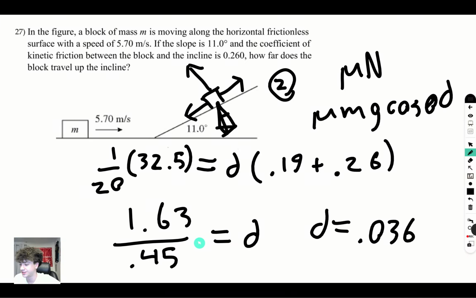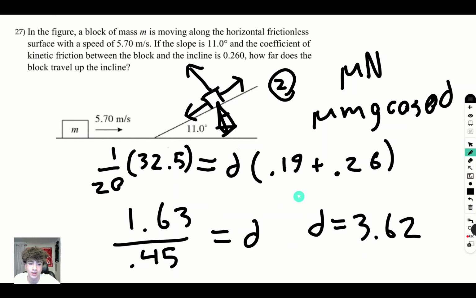Sorry, I did that calculation wrong. Let me try that again. 1.63 divided by 0.45. You get a d value of 3.62, and we know that when we're talking about distance, our common unit is meters. So our distance from point A here to point B here is going to be 3.62 meters.